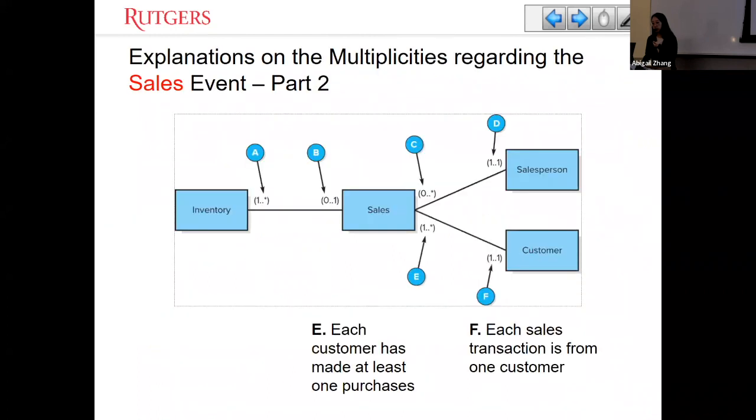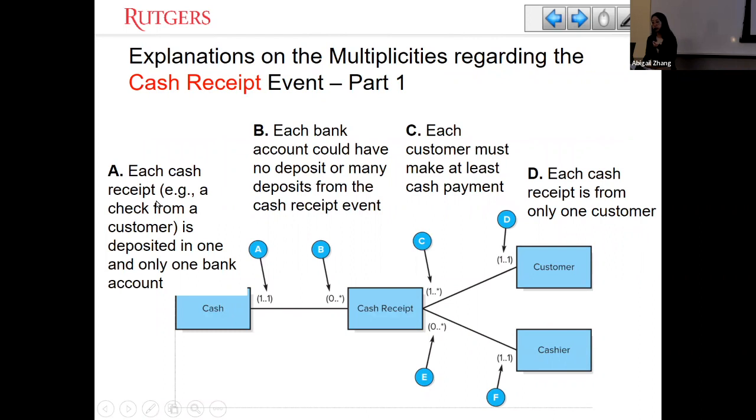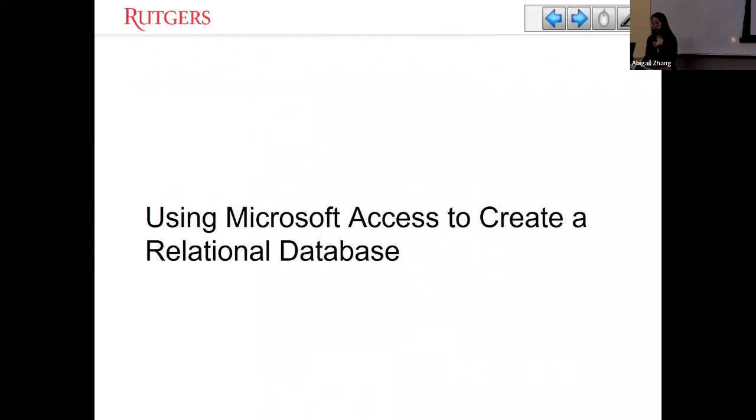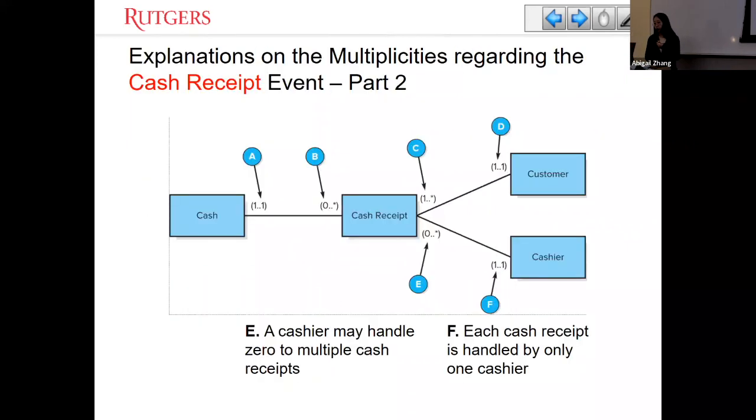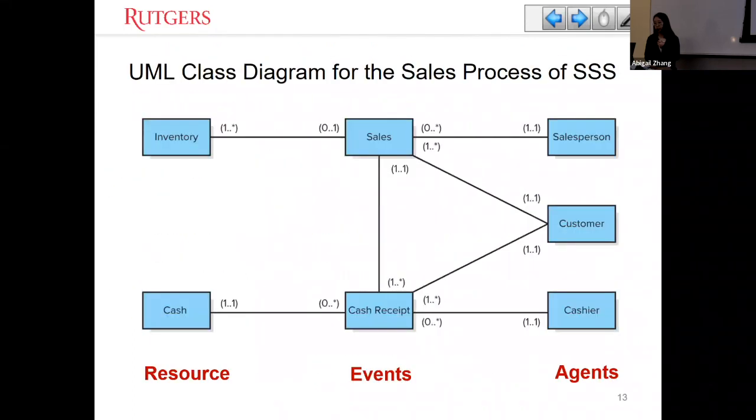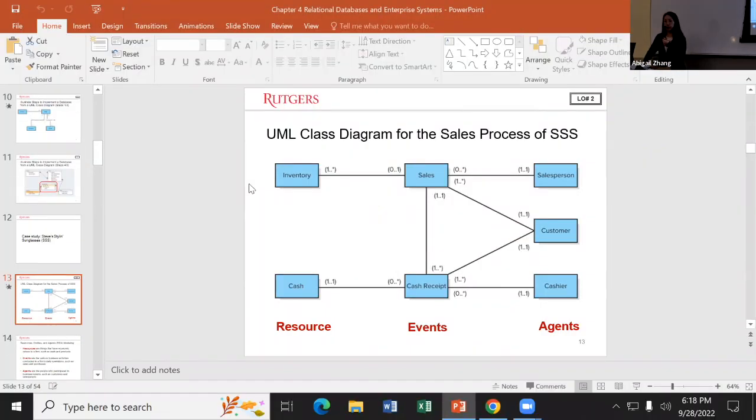We also have slides about how to interpret these multiplicities, right? And we used that as practice in the previous chapter, so we won't go through that. We get to the core part of this class, which is to use Microsoft Access to create a relational database. We mentioned that each class will map to a table, right? So now if we look at this UML class diagram, how many tables do you expect us to create? 7, right? Do you agree? We should create 7 tables.